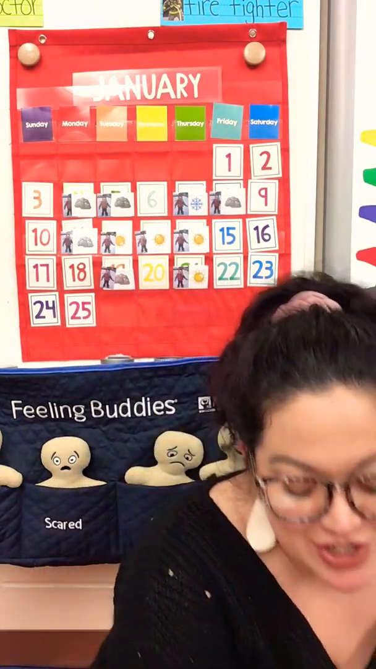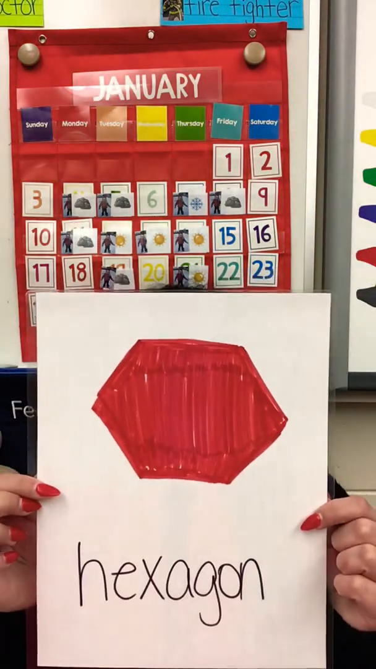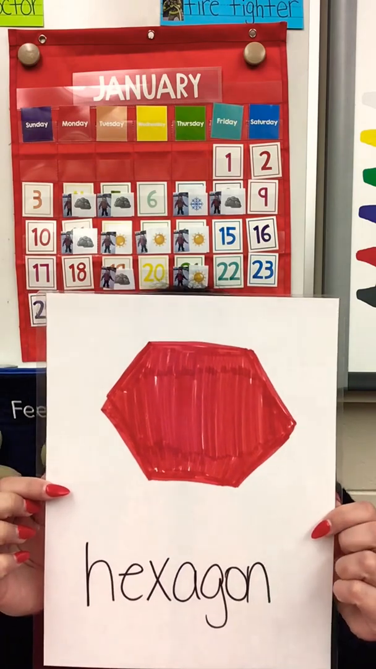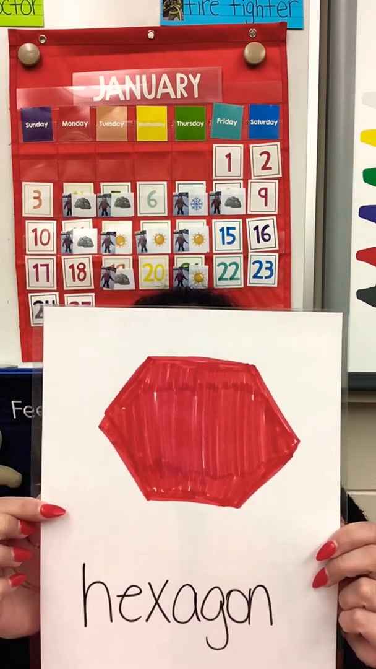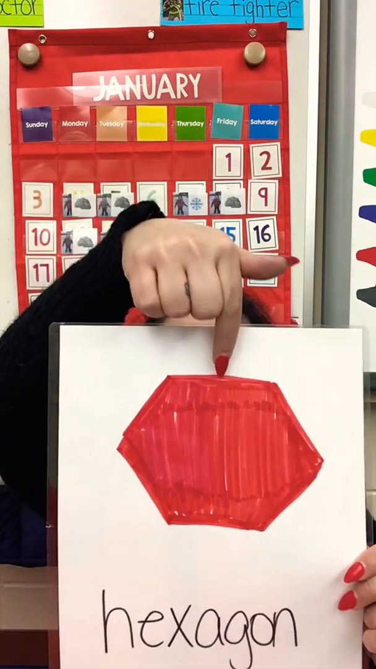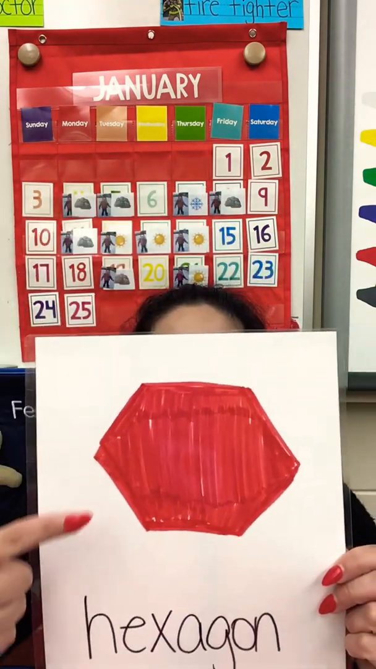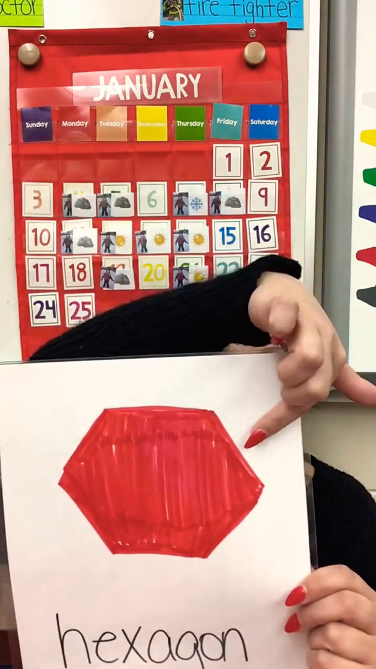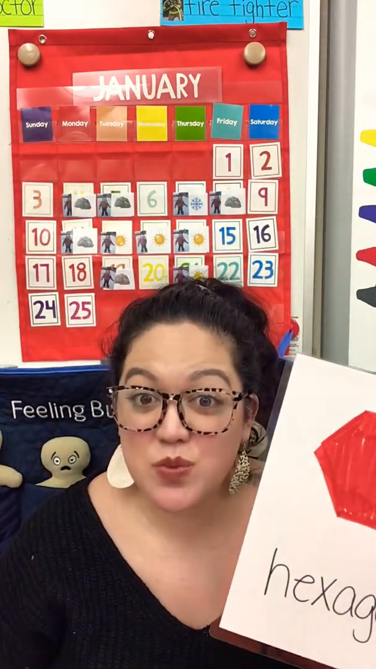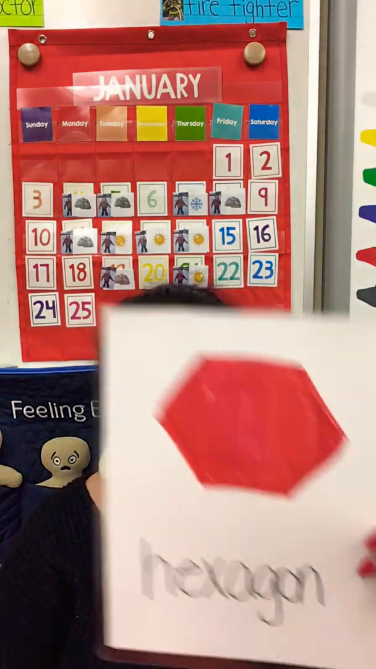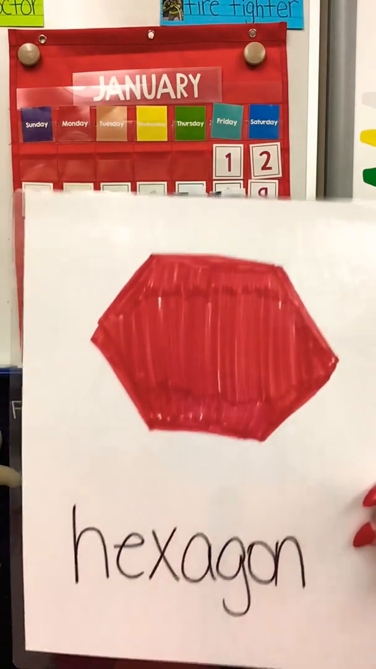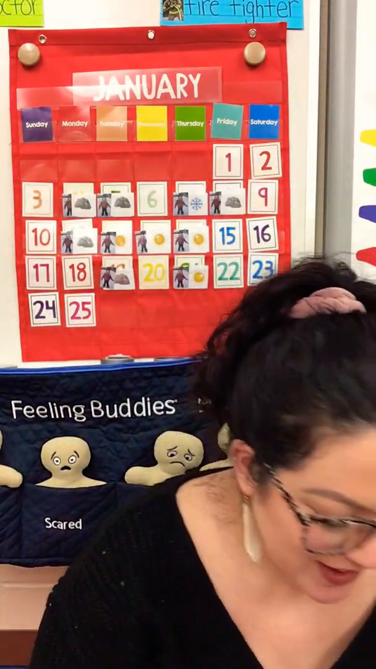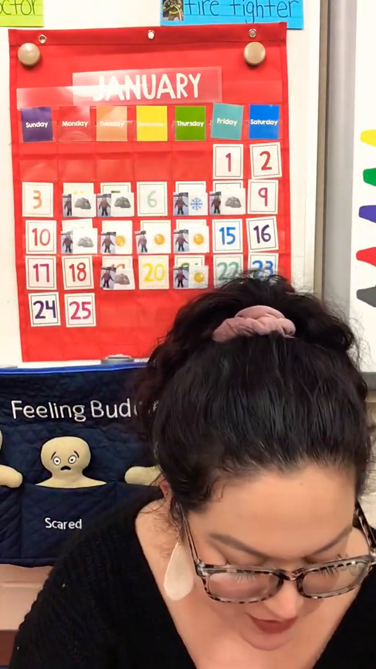Shapes are not the same. Jump up and tell me this shape. Ooh, this one is tricky. What is it? You're gonna have to count the sides. Let's see, it has 1, 2, 3, 4, 5, 6. 6 sides. What shape has 6 sides? A hexagon. A hexagon has 6 sides. Ooh, that one was kind of tricky. I wonder if you got it.